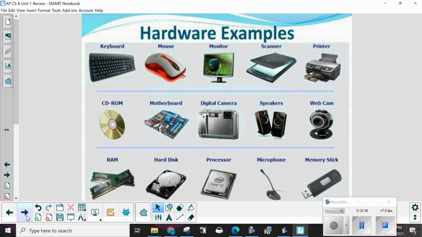Here are some hardware examples. Okay, you can pause the video and take a look at them. They are in the notes packet that goes with this video.